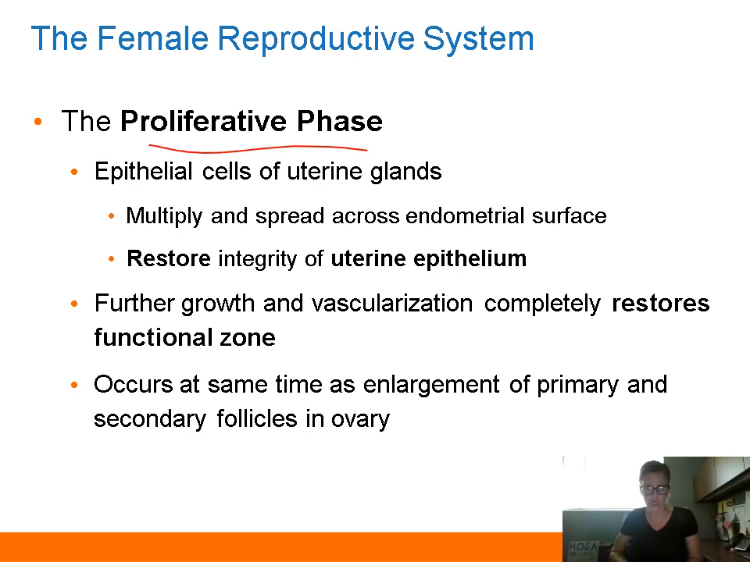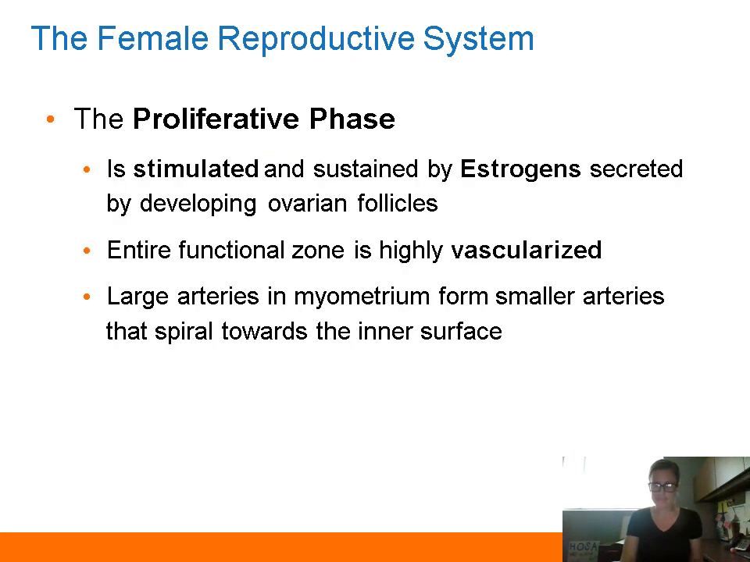And remember, this is all occurring at the same time that the enlargement of the primary and secondary follicles is occurring in the ovary, right? So the primary and secondary follicles are enlarging. There's a good amount of estrogen coming from the ovary, and that is stimulating this development and proliferation of the functional zone of the endometrium. Again, those ovarian follicles that are developing, the primary follicle, secondary follicle, are secreting estrogens. So estrogen levels are increasing throughout this period. That rising estrogen is what's stimulating the proliferative phase, or proliferation of the endometrium.